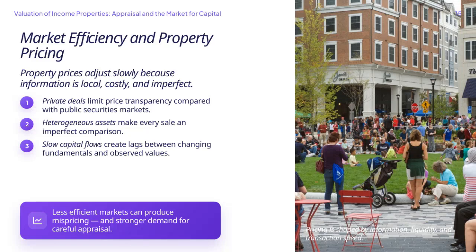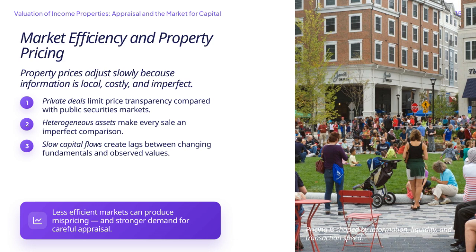When we talk about market efficiency and property pricing, it's important to recognize that property prices don't adjust quickly. This happens because information about properties tends to be local, costly to obtain, and often imperfect. Unlike more transparent public securities markets, private property deals limit how much price information is available to buyers and sellers. Another key factor is that properties are highly heterogeneous. No two are exactly alike. This makes every sale an imperfect comparison, complicating the pricing process.